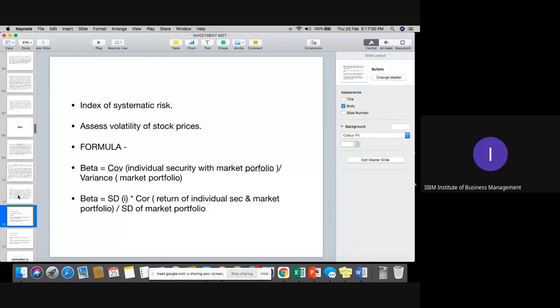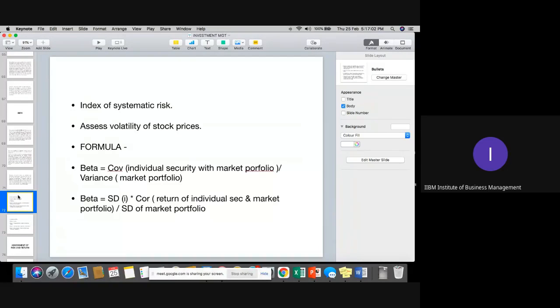The assessment of systematic risk is called beta. So always remember, as I told you, beta is basically the market risk. Higher the beta, higher the market risk, or higher the risk profile of an investment. Beta risk always assesses the volatility of the price movement. If the beta is higher, the prices are more volatile. If the beta is lower, prices are less volatile, or there is less risk when it comes to the price movement of any security.